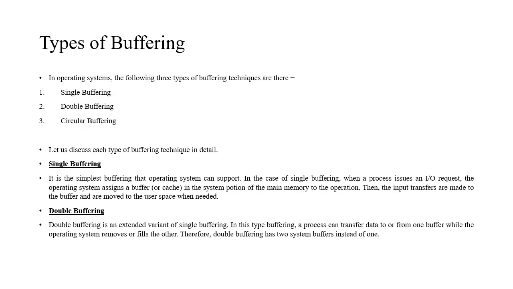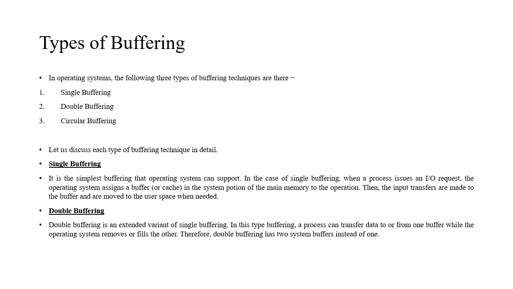So now let's see about types of buffering. In operating system, there are three types of buffering. They are single buffering, double buffering, and circular buffering. Now let's discuss briefly about these. Single buffering is the simplest buffering that the operating system can support.